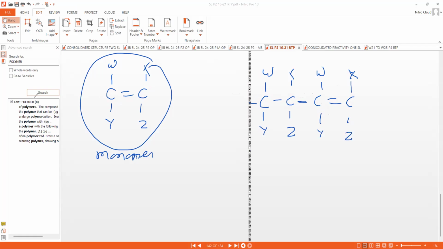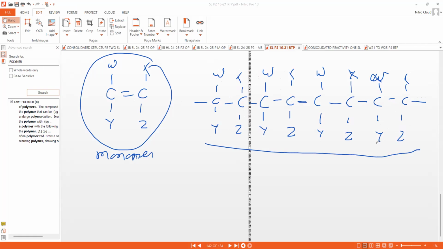Now this molecule also has a double bond. If that double bond breaks into a single bond, this can further continue to have another molecule added to it. So W, X, Y, and Z. Again, this molecule's double bond will break, and one more molecule can be added. Similarly, from here also I can add a molecule and so on. So the linking will go on and on. This way, a very large number of small molecules get added to each other, and they form a long chain molecule which is a polymer.